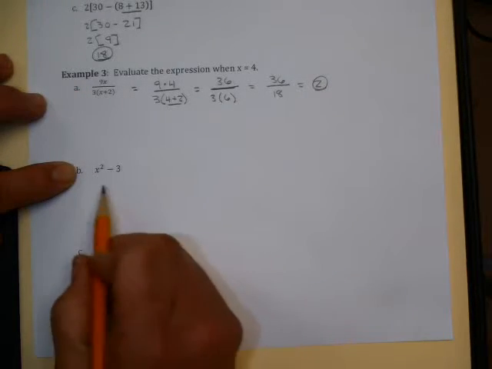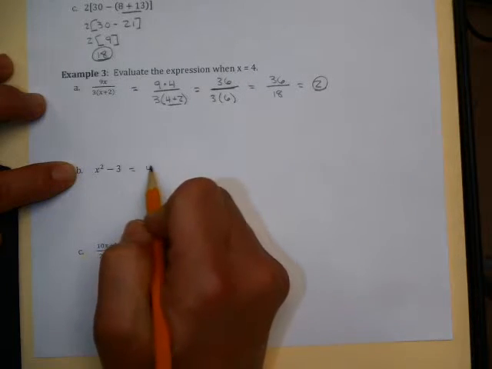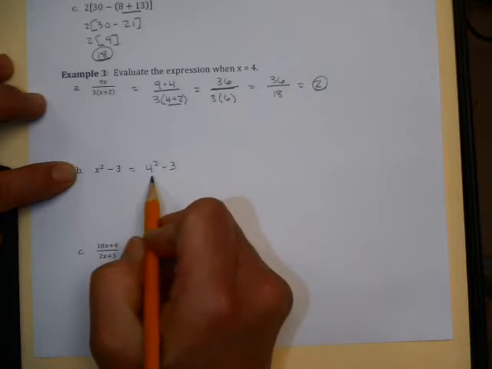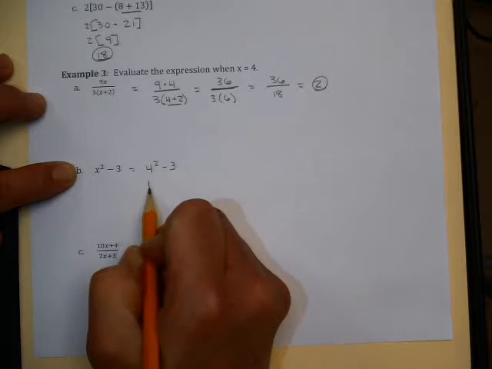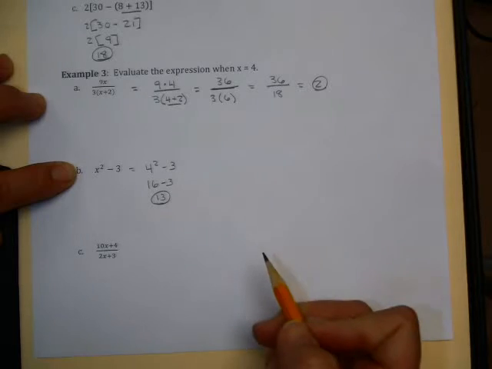In example B, first substitute the value, x equals 4, in for x. Then evaluate the power, 4 times 4 is 16. And finally subtract, gives me 13.